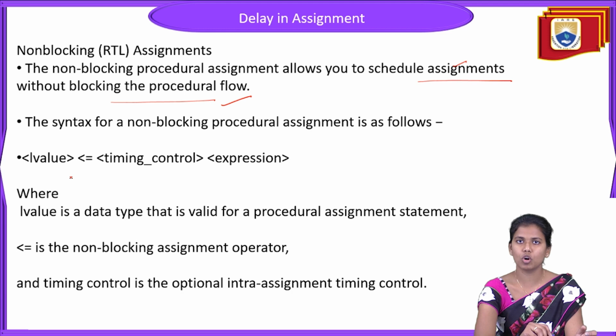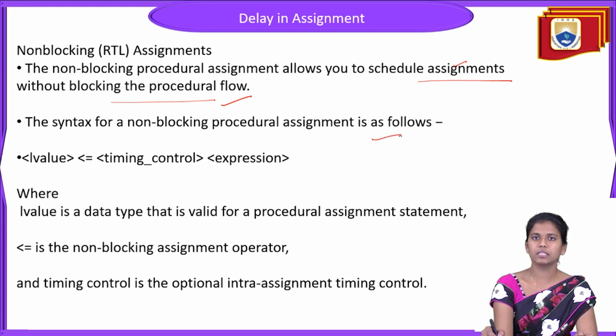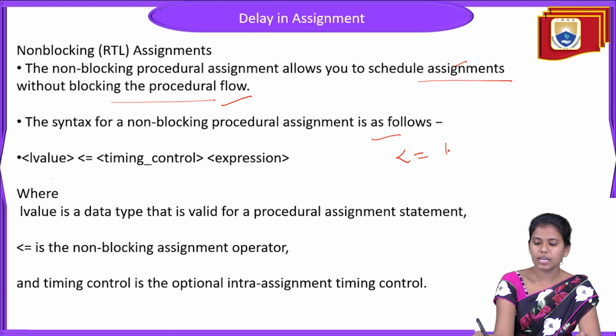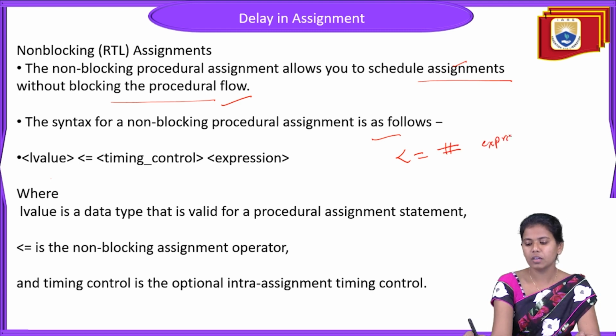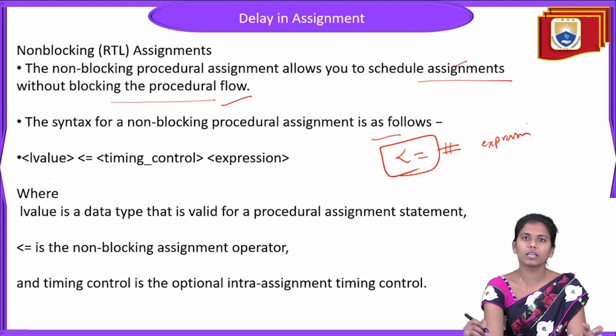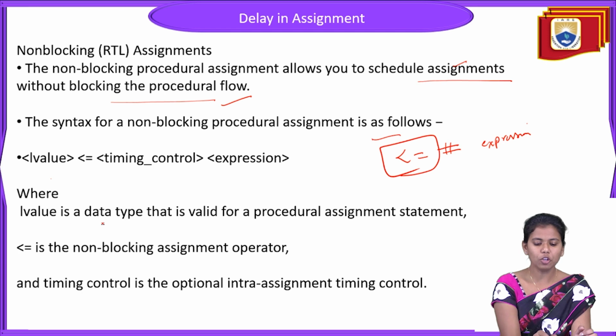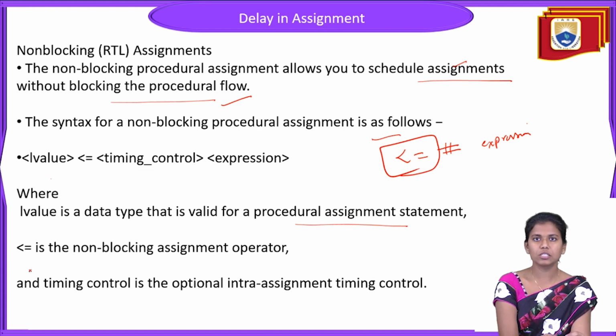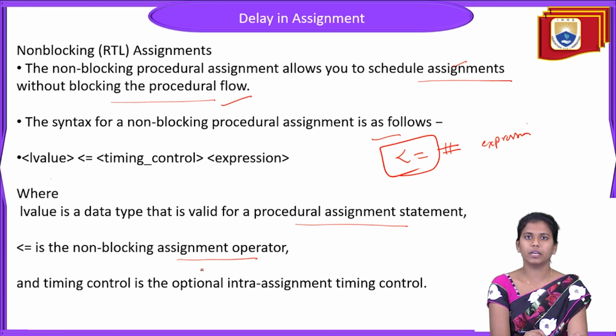And the syntax for this non-blocking assignment is: value less than or equals to, timing control, and then the expression. So this is an important thing to remember. For non-blocking assignments, less than or equals to is the assignment operator. Where value is a data type that is valid for a procedural assignment statement. Value always indicates it's a data type. And also, less than or equals to is a non-blocking assignment operator, isn't it?